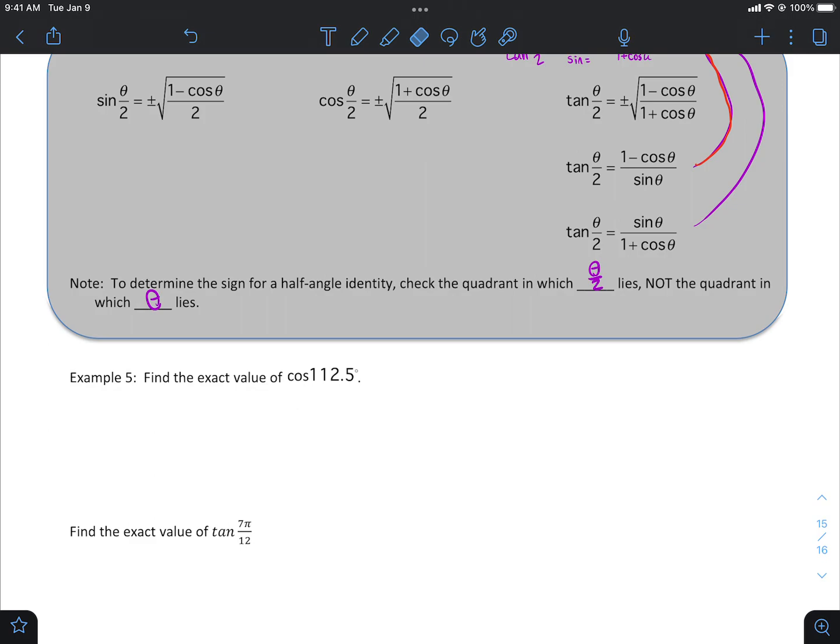Find the exact value of cosine of 112.5. So that's not actually something on the unit circle. That's where these half angle identities are a little bit more powerful than the double angles. With the double angles, if you find something on the unit circle and double the number, it's usually that same number somewhere on the unit circle as well. But we don't have cosine of 112.5.